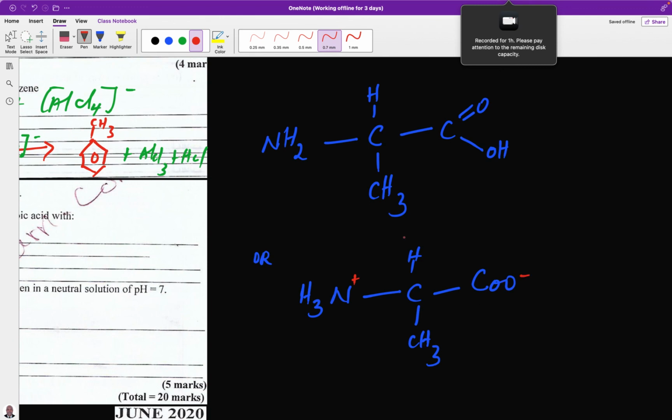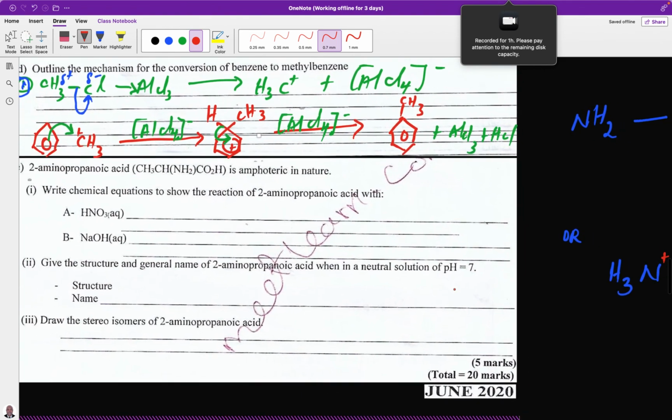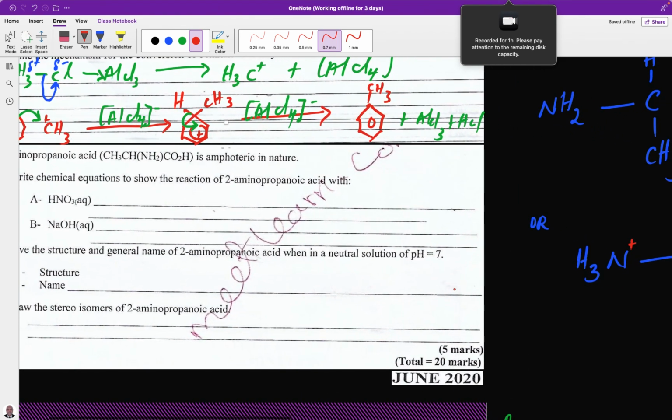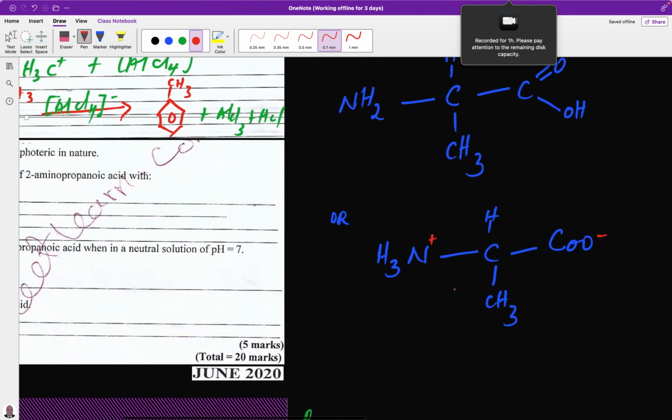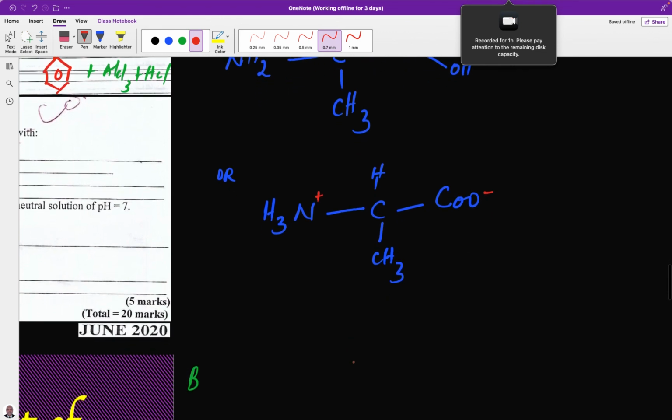This is a neutral solution. Structure and name of 2-aminopropanoic acid in a neutral solution. This is it. And the name, the common name that is usually given, based on the answer, give the structure and general name of these amino acids. So this is the structure and the general name that we usually call this. You can call it alanine. Glycine has just one carbon. Alanine has two.